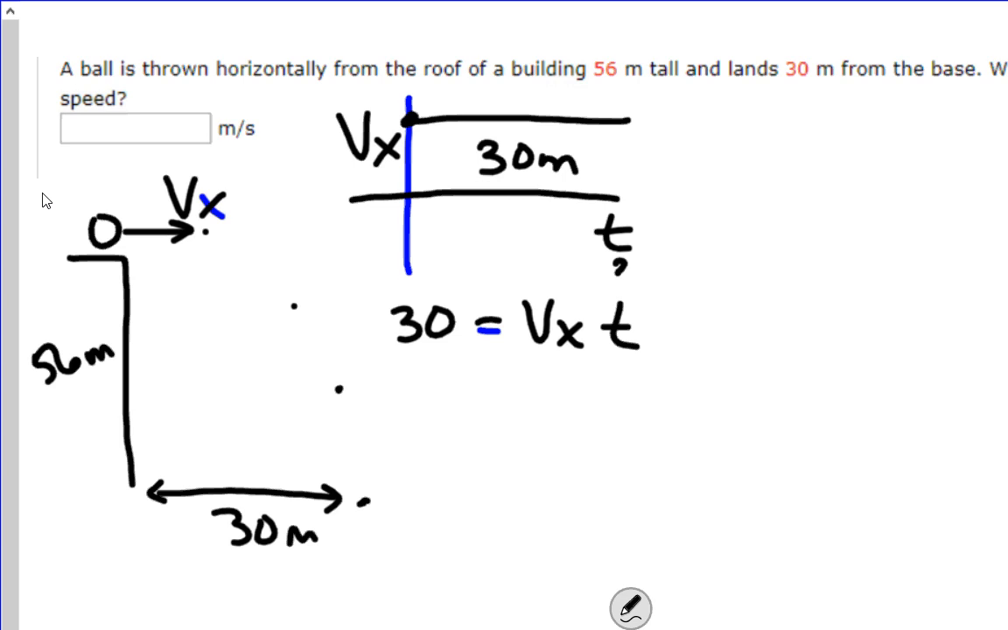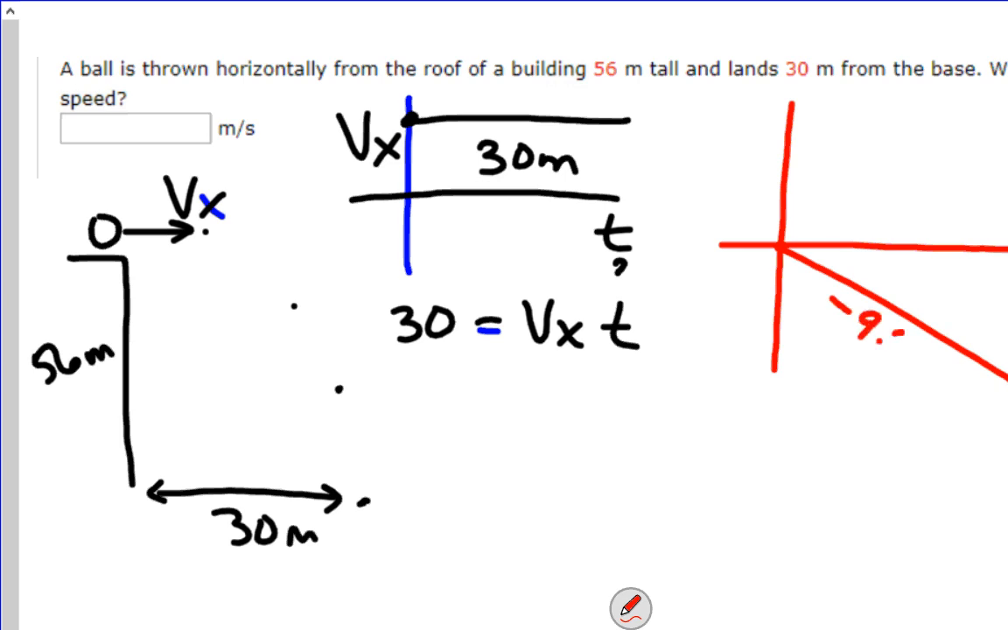Since we are really rather limited now in what we can do with the x direction, it's time to go to the y direction. And the y direction will help us figure out the time. Okay, so again, the negative 9.81 meters per second squared. And we know how tall this is. It's 56 meters. We do not know time. We do not know v.